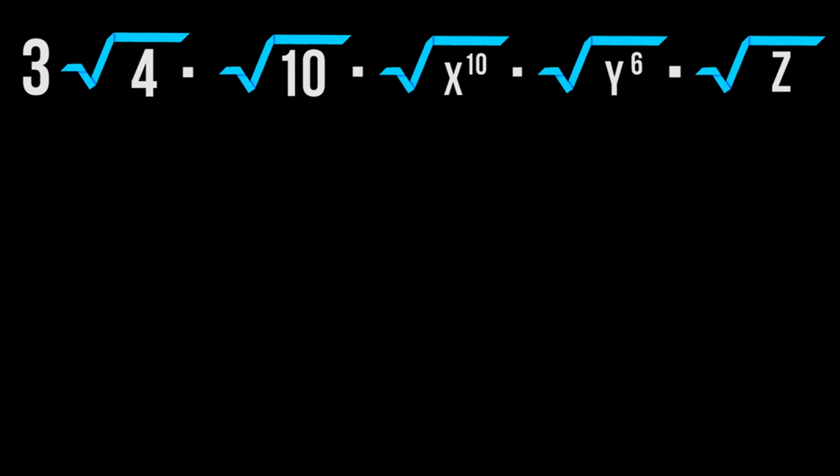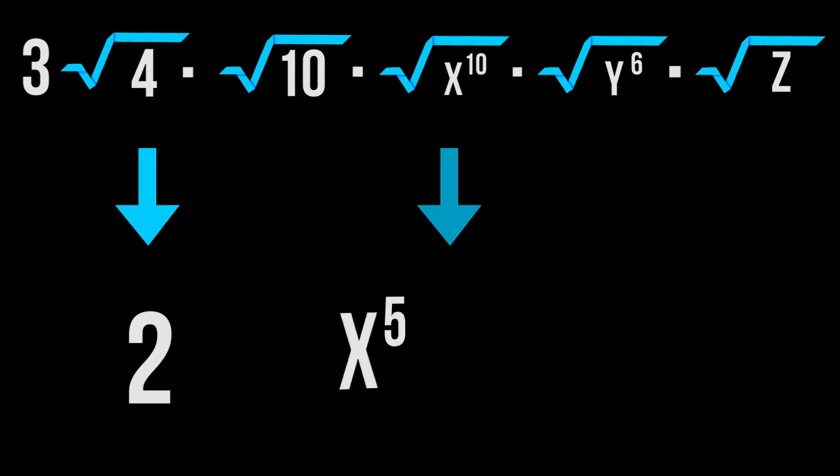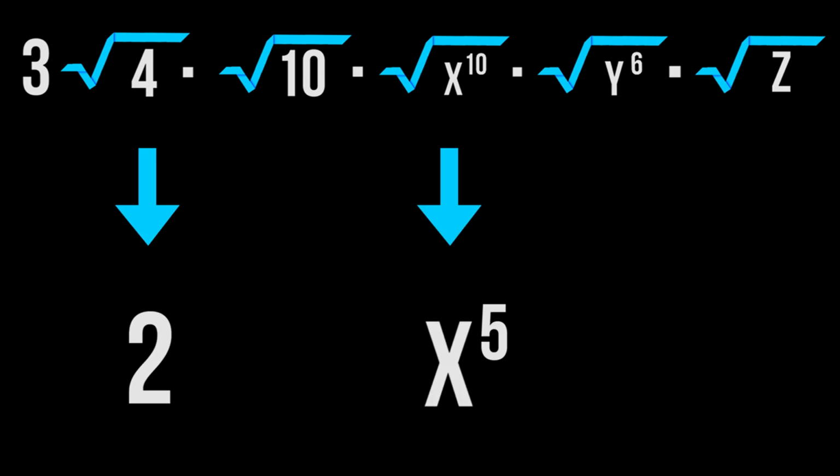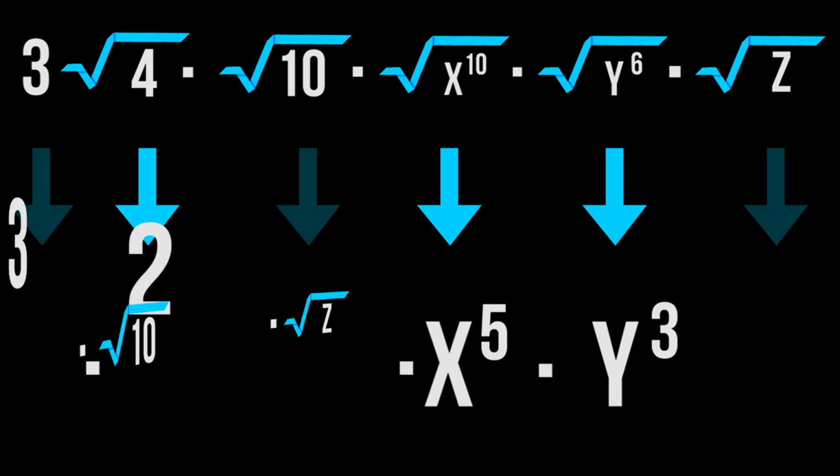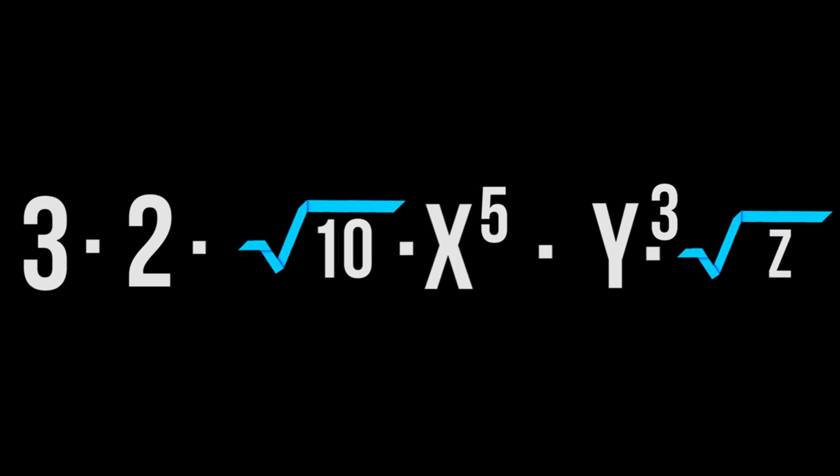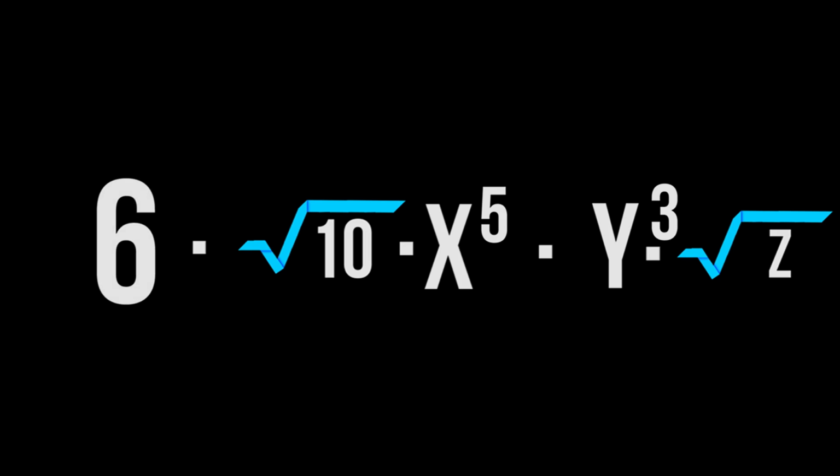Now let's simplify some of our radicals. The square root of 4 can become 2, the square root of x to the 10th power can become x to the 5th power, and the square root of y to the 6th power can become y cubed. Now let's combine our like terms. 3 times 2 equals 6, the x to the 5th power stays the same, and the same thing goes for y cubed.